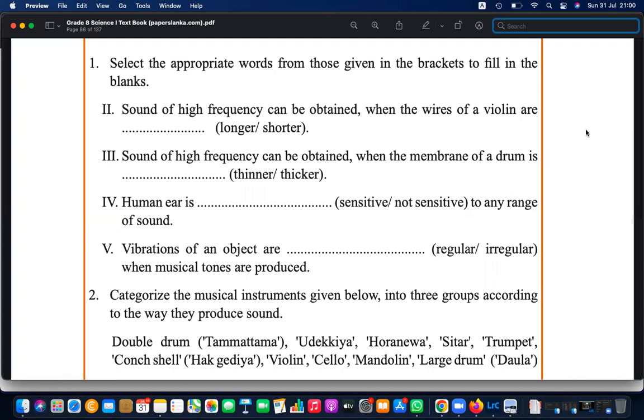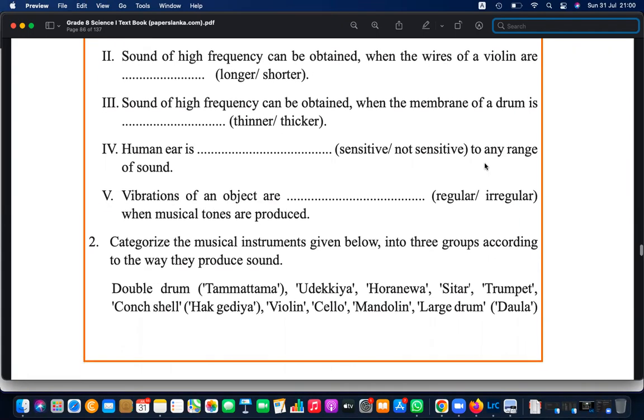Sound of high frequency can be obtained when the membrane of the drum is thinner or thicker. When it is thinner, yes, high frequencies. When a thin membrane is there, the frequency will be high. The human ear is sensitive to any range of sound? No, it's not sensitive. Correct.